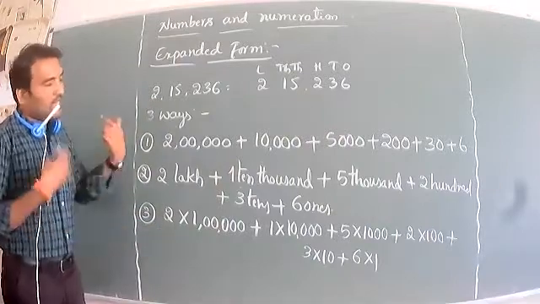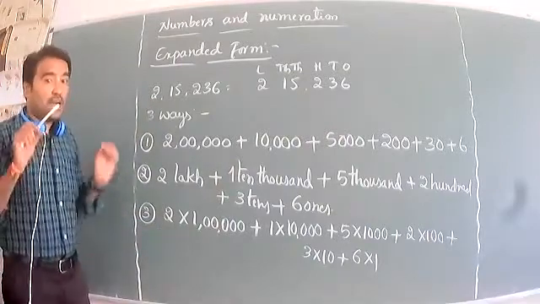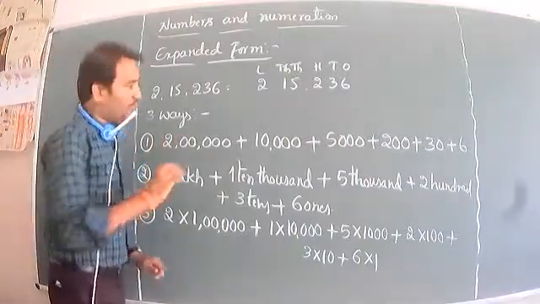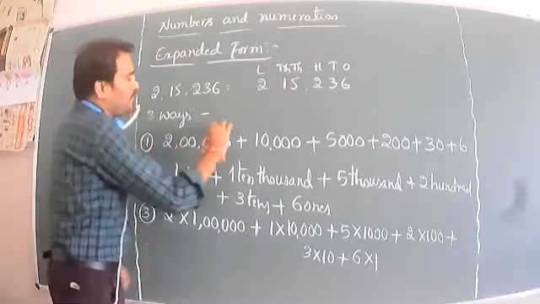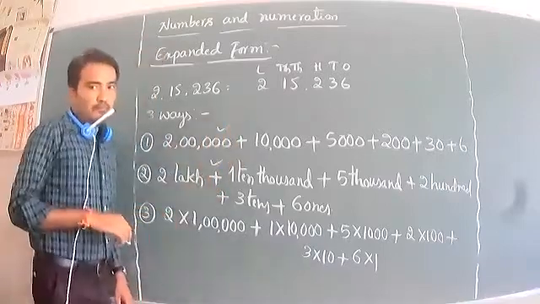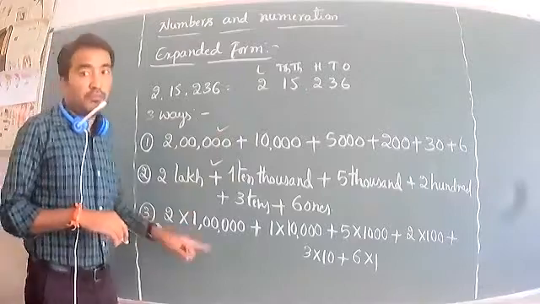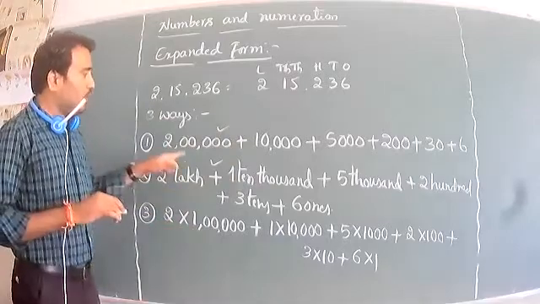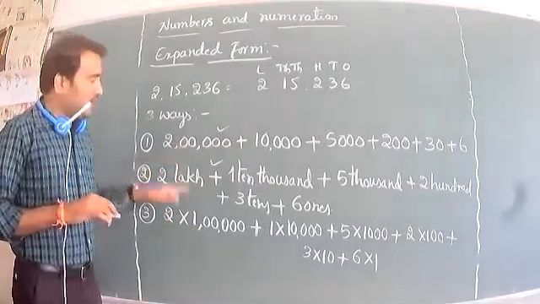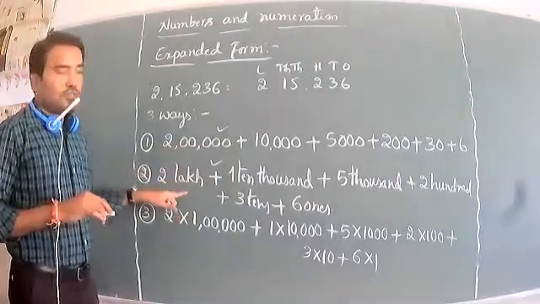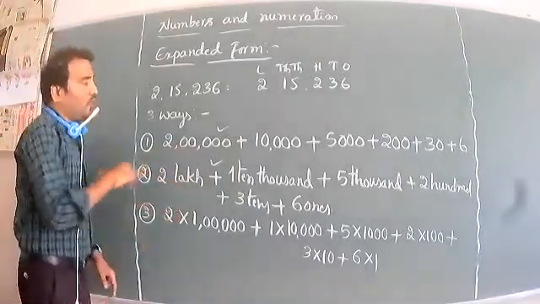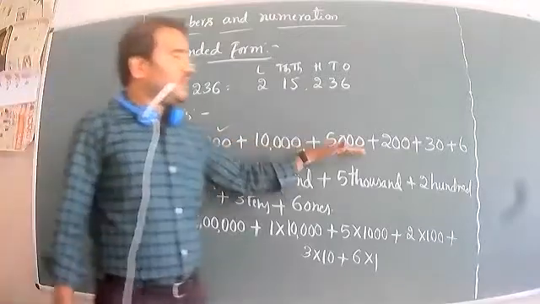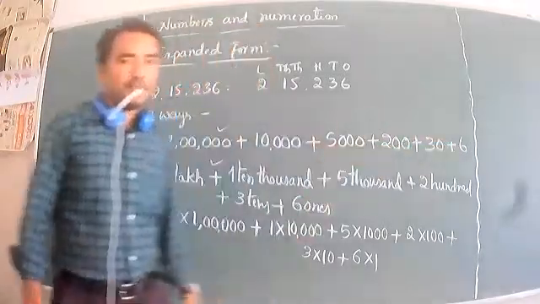You can write by any method, but understanding is very important. Whichever one you understand perfectly, use it. The first and second methods are the ones usually used to write expanded form. Look at the first one: 2 lakh, 10,000, 5,000, 200, 30 plus 6.